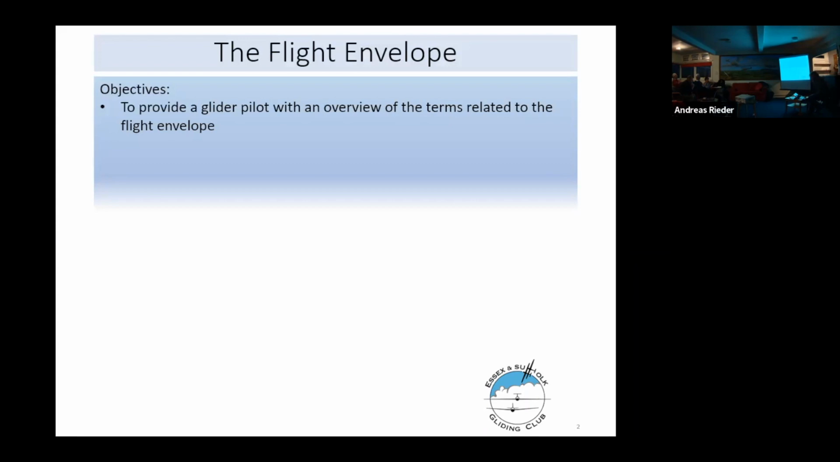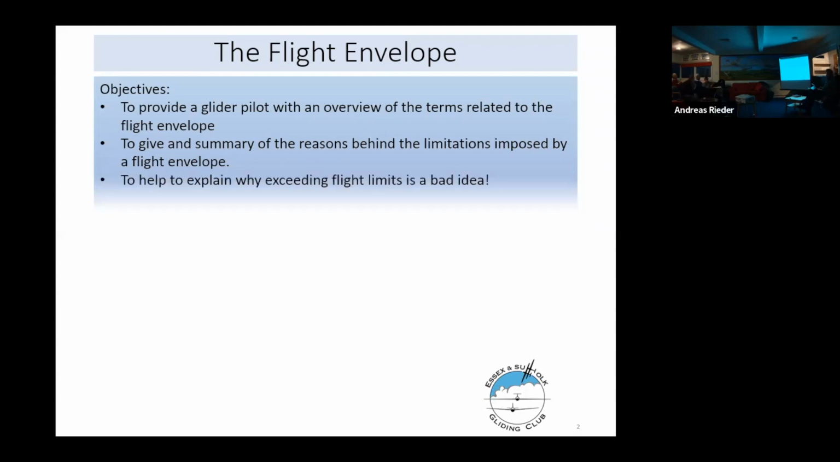first of all, I just want to provide an overview of the terms relating to the flight envelope so that people understand generally what we're talking about. I want to give a whole list of reasons why the flight envelope is there and the limits that it imposes, and explain why exceeding those limits is a bad idea.